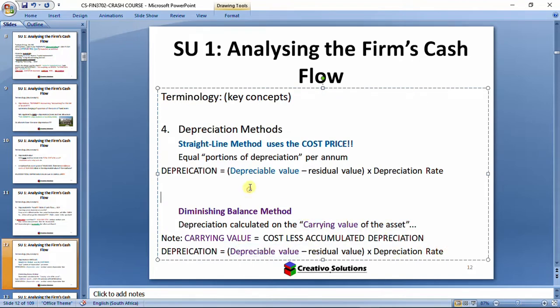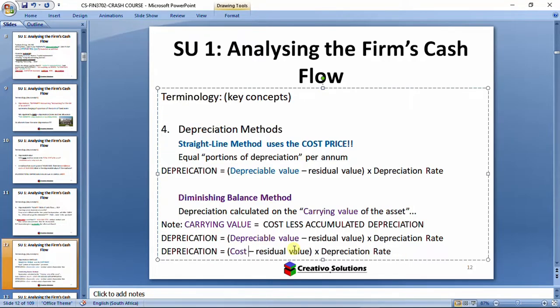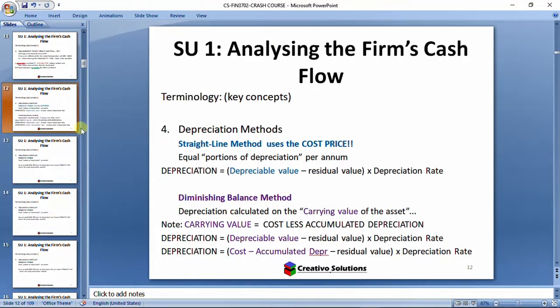So this formula, you could actually rewrite the equation even. And you could show cost minus accumulated depreciation. This is the carrying value, obviously. So depreciable value is the carrying value. The carrying value is what you use to calculate depreciation. I see there's a typo here, depreciation. Does that make sense? Happy with that? Yes. Okay, so that's just a little note about depreciation.